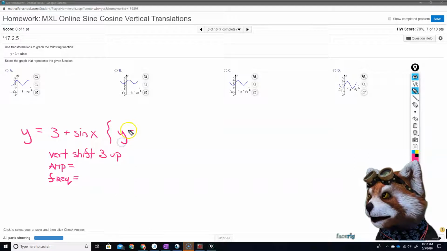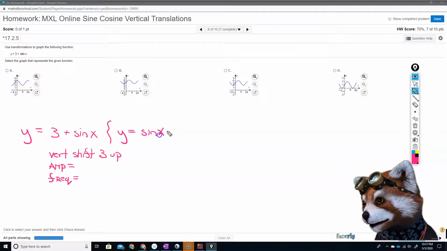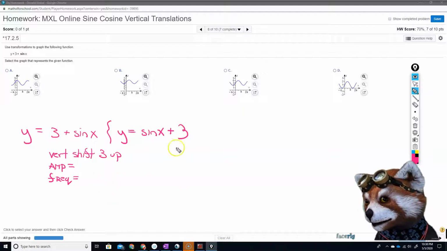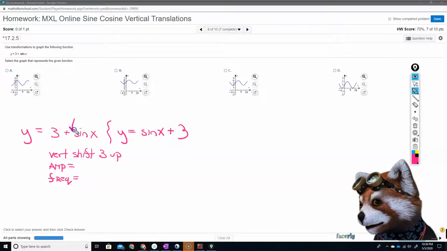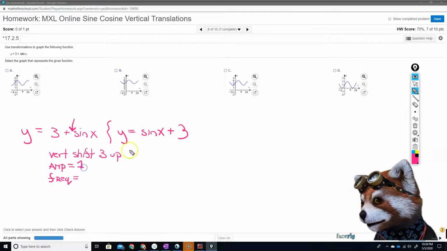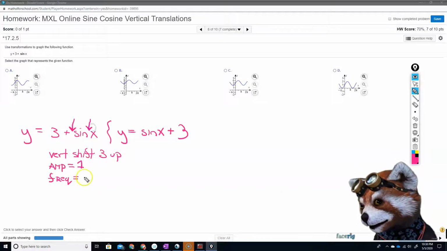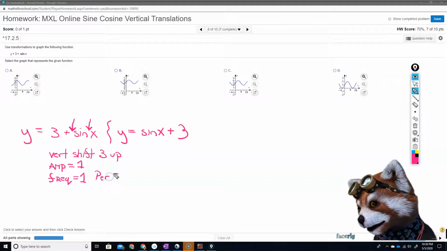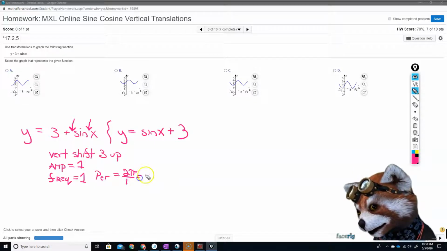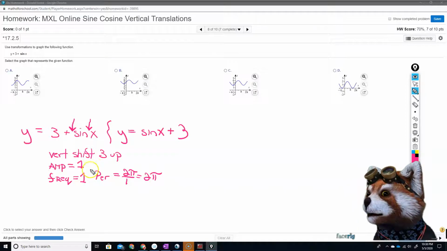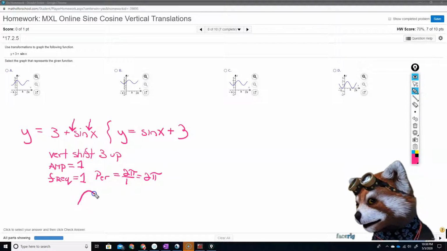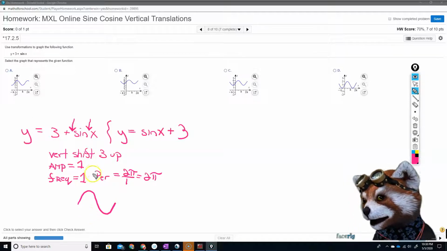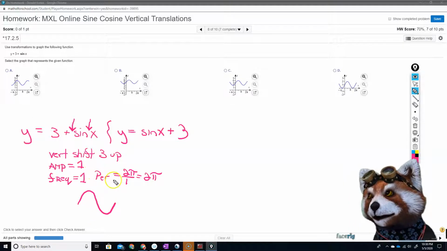Here's our equation. Now, that is the same as writing it like this. Same thing. So I got a shift 3 up. My amplitude is 1. My frequency, which is in front of the x, that's also 1. So that means that my period is going to be the regular 2 pi. 2 pi divided by the frequency. So I'm looking for a sine graph. Looks like that. It's been slid 3 places up.